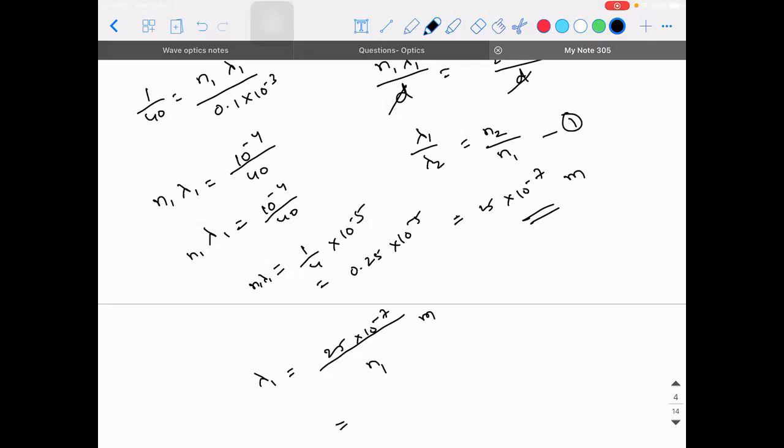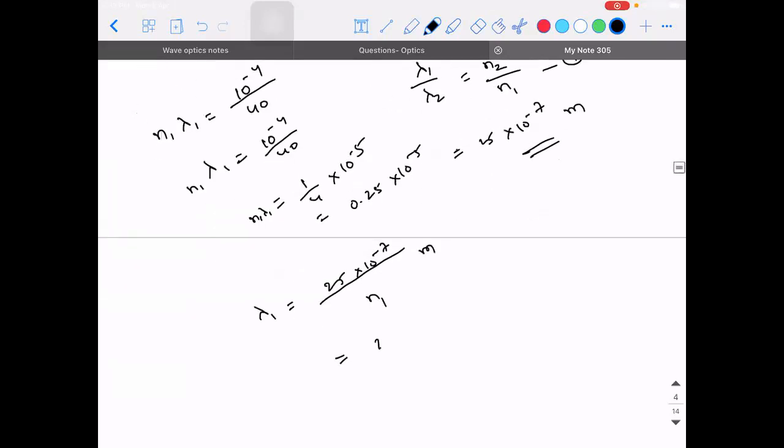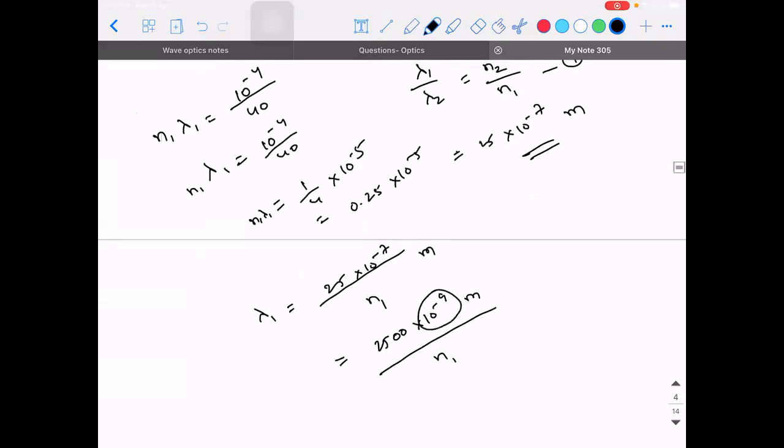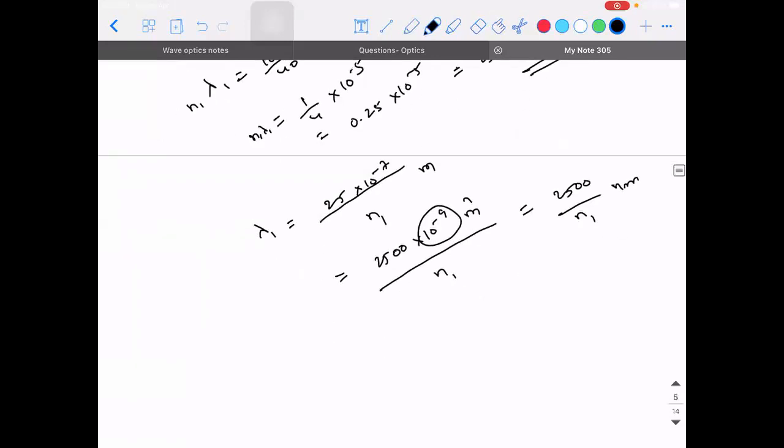Generally when you represent lambda, the lambda should be either in terms of nanometer or angstrom. I'm trying to write it in terms of nanometer. So 2500 into 10 power minus 9 meter divided by n1. So 10 power minus 9 meter is nanometer: 2500 nanometer by n1. Okay, similarly what will lambda 2 be? Only difference is going to be 2500 divided by n2 nanometer.